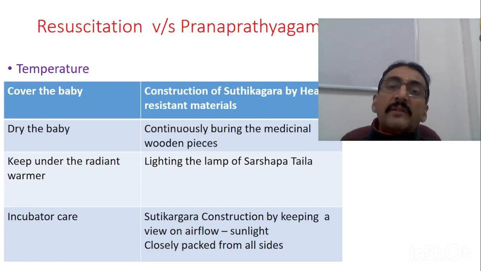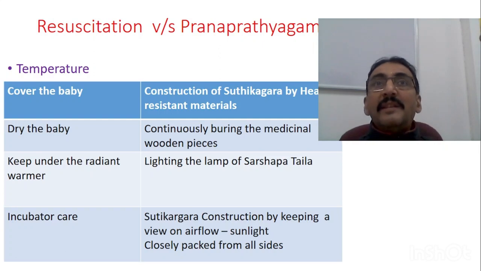And they very clearly say that the Sutikagara should be constructed with wooden materials, which are heat resistant materials. So that's the basic thing they have given importance to for maintenance of temperature. Number two, they say that there should be continuous burning of medicinal wooden plants, karkundu, etc. Different wooden drugs are mentioned, and these medicines have to keep on burning at one corner of the Sutikagara so that the temperature inside the Sutikagara will be maintained and the baby will not have any problem immediately after delivery.